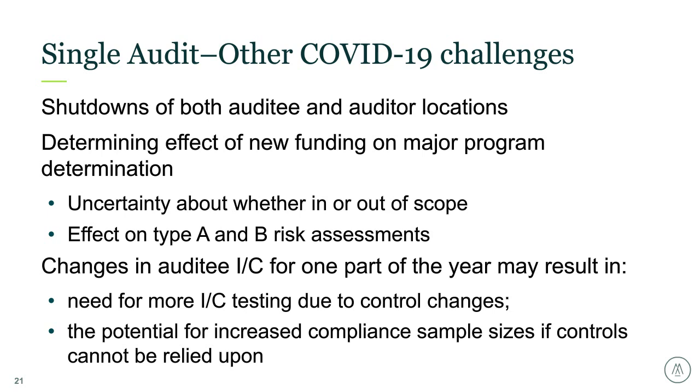And we've talked about the uncertainty in much of the new funding, and hopefully that will all get resolved. You'll just need to think through how that might affect your major program determination. I touched on that already, but it likely could have a significant impact on your Type A and Type B thresholds, so different programs will be audited than maybe you've seen in the past.